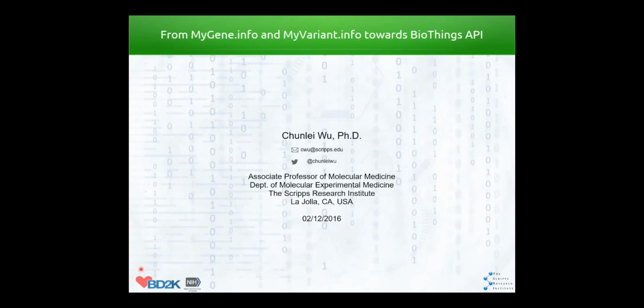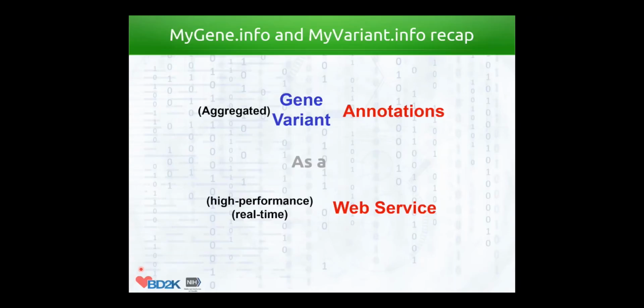As Vincent just mentioned, I'm going to give you some update on MyGene and MyVariant. First, I would like to give you a recap about MyGene.info and MyVariant.info. As I presented previously, MyGene and MyVariant.info are aggregated gene and variant annotations, one for gene annotation, another for variant annotation. We both serve the aggregated annotations as high-performance, real-time web services. That's what MyGene and MyVariant are in a nutshell.